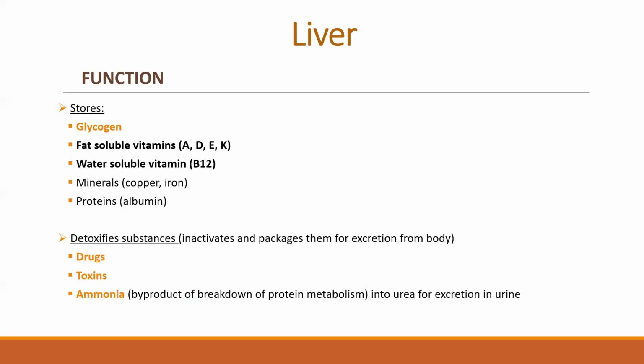The liver also stores quite a few molecules, vitamins, minerals, and proteins, so the body will have them when they're needed. It also detoxifies drugs, toxins, and ammonia, the waste product of protein metabolism. Some of the ammonia is processed into urea for excretion in the urine, and some ammonia is removed in the stool.